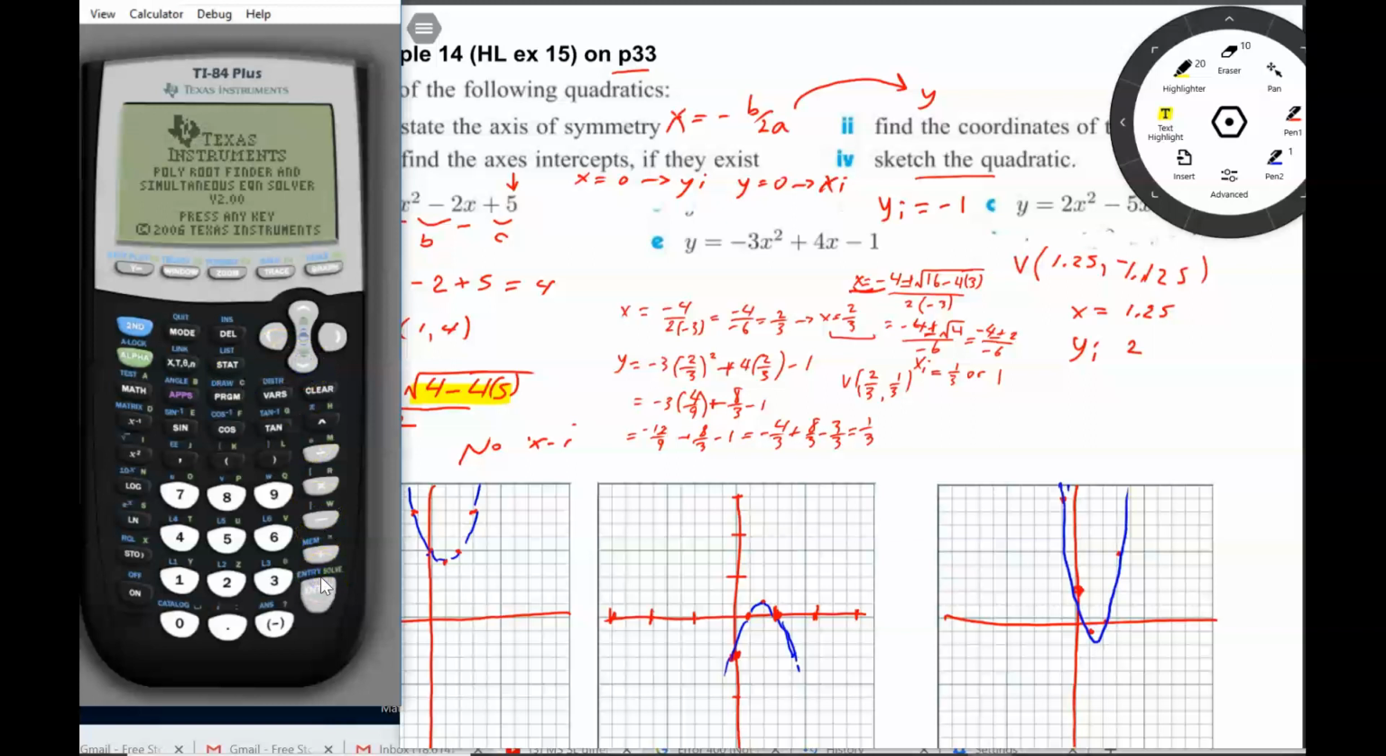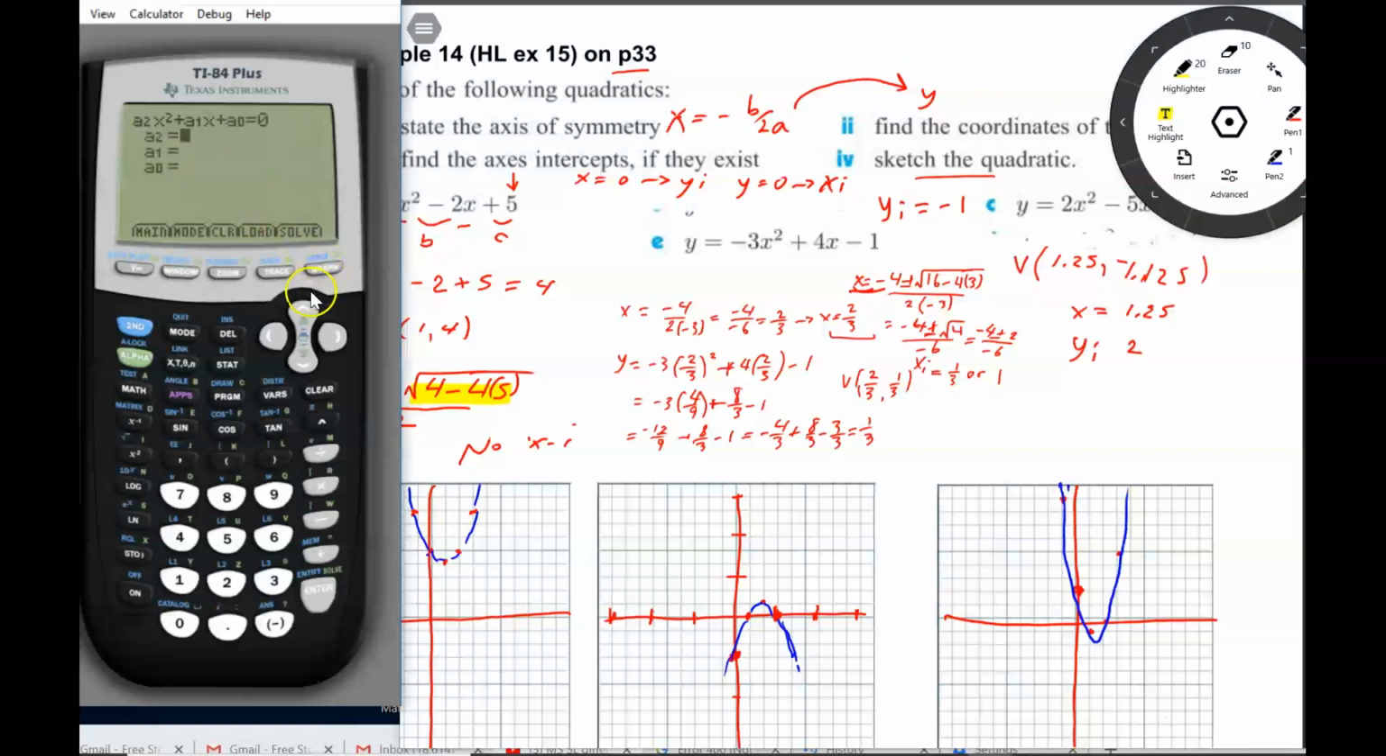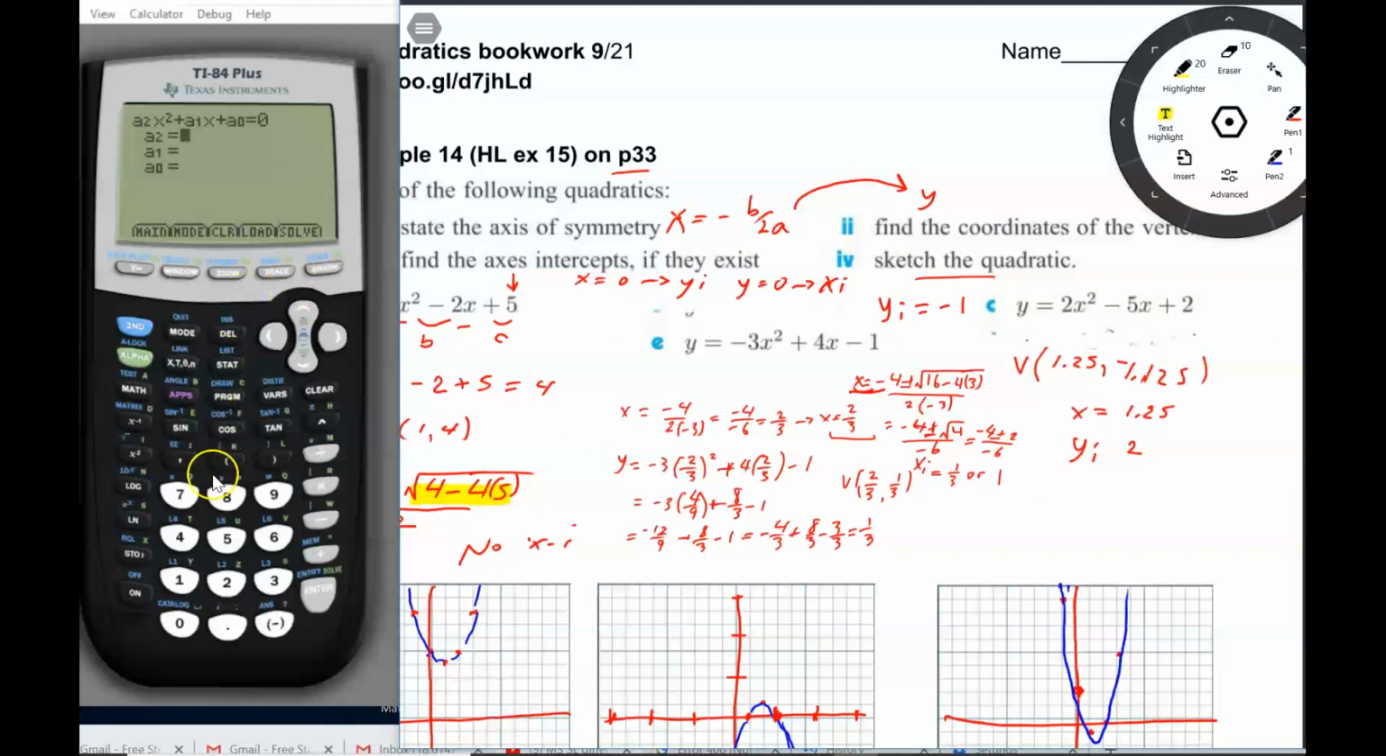Go to PolySMLT, hit enter. You're going to do poly root finder, which is how we find the x-intercepts. You say that the order is 2 because we're doing quadratics. You hit next. And then we're just going to put in the coefficients a, b, and c, which are 2, negative 5, and 2, right? So we're going to put 2 for a, negative 5 for b, and then we're going to put positive 2 for c, and then we'll press solve. And the two possibilities are 2 and 1/2.